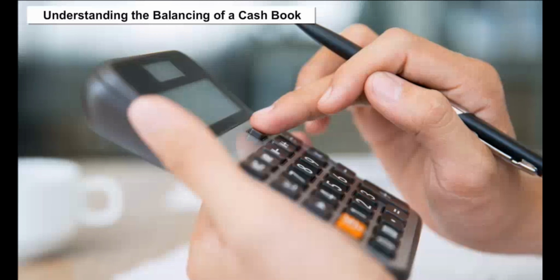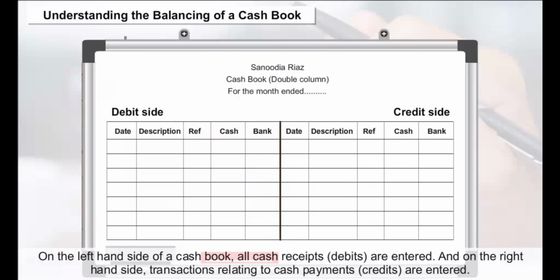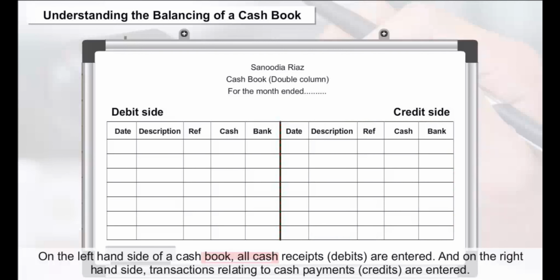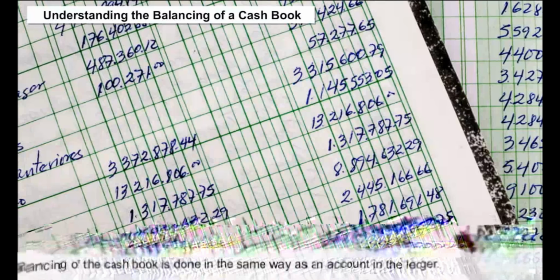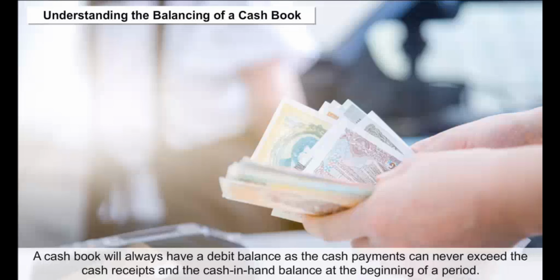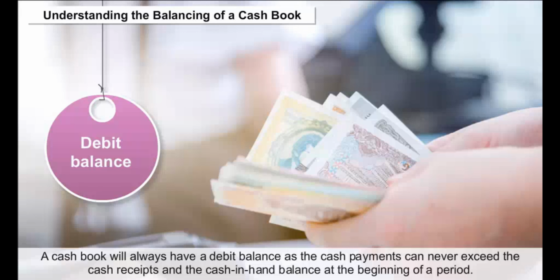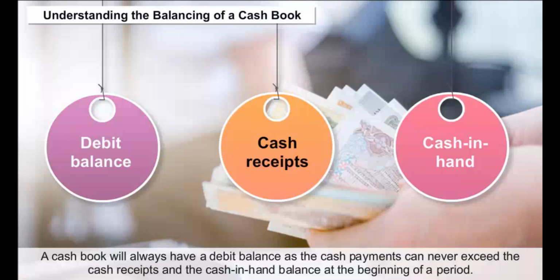Understanding the balancing of a cash book. On the left-hand side of a cash book, all cash receipts, debits, are entered, and on the right-hand side, transactions relating to cash payments, credits, are entered. Balancing of the cash book is done in the same way as an account in the ledger. A cash book will always have a debit balance, as the cash payment can never exceed the cash receipts and the cash in-hand balance at the beginning of a period.